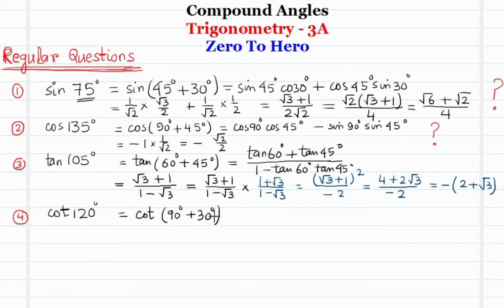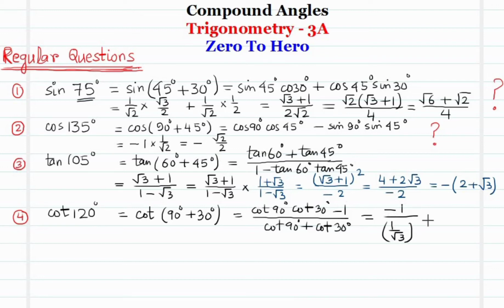So cot of a plus b, what is the formula of cot of a plus b? Cot a cot b minus 1 by cot a plus cot b. So cot 90 plus cot 30, that is equal to, cot 90 is 0, so minus 1 in the numerator, and in the denominator 1 by root 3, that is equal to minus root 3 is the answer.